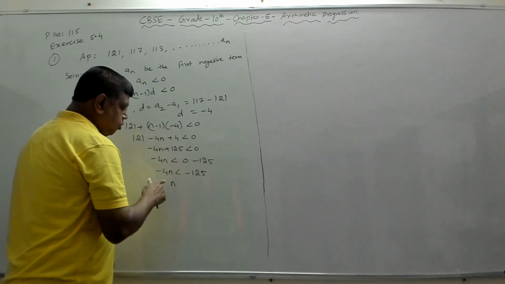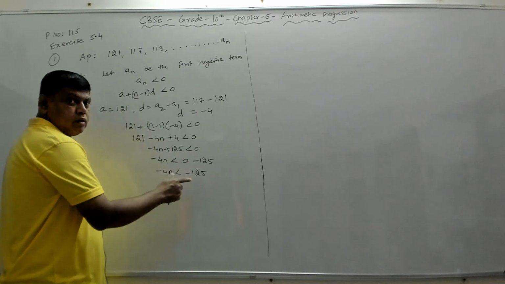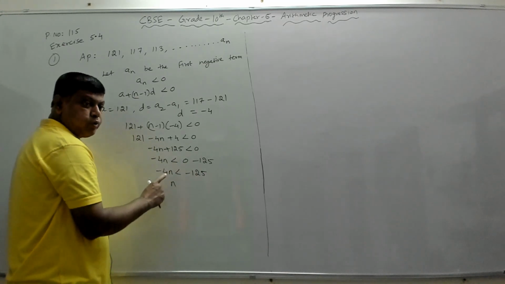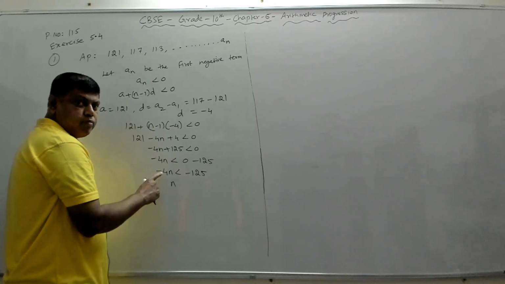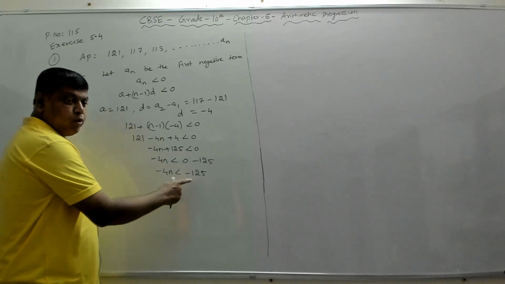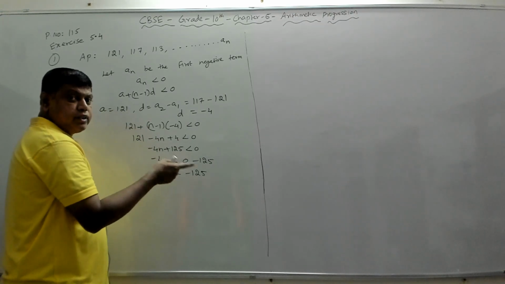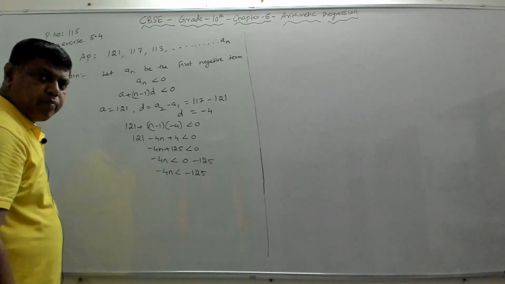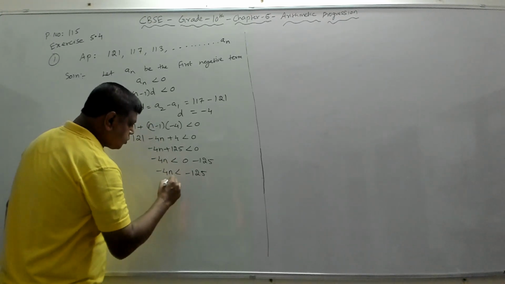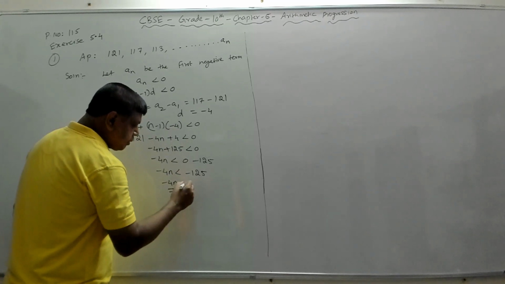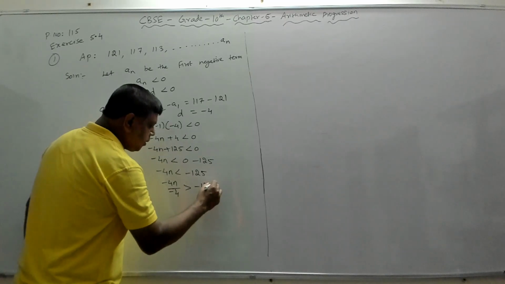Now we are going to divide. We are going to take this minus 4 to the other side. Whenever we divide both sides by minus 4, the inequality will change. This less than will become greater than. So if I divide by minus 4, minus 4n by minus 4, this less than will become greater than, and this is minus 125 by minus 4.